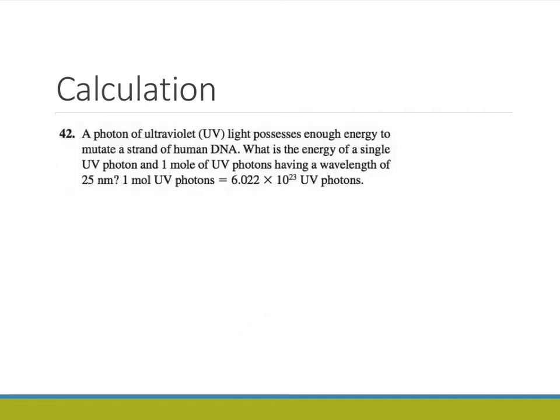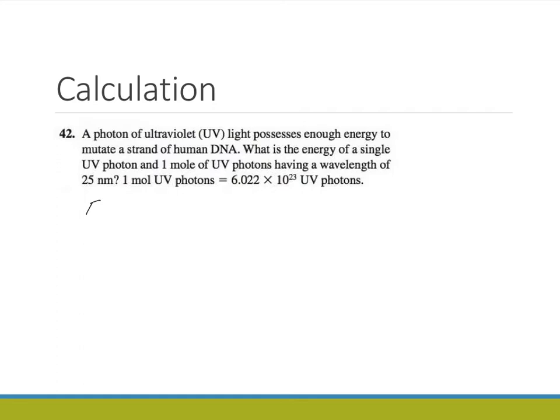So let's do a calculation. A photon of ultraviolet light possesses enough energy to mutate a strand of human DNA. What is the energy of a single UV photon and 1 mole of UV photons having a wavelength of 25 nanometers? They also tell us that 1 mole of UV photons is equal to 6.022 times 10 to the 23rd UV photons, which we should already know because that is Avogadro's number. All right, so we'll talk about what a photon is. Consider it just a discrete packet of light.